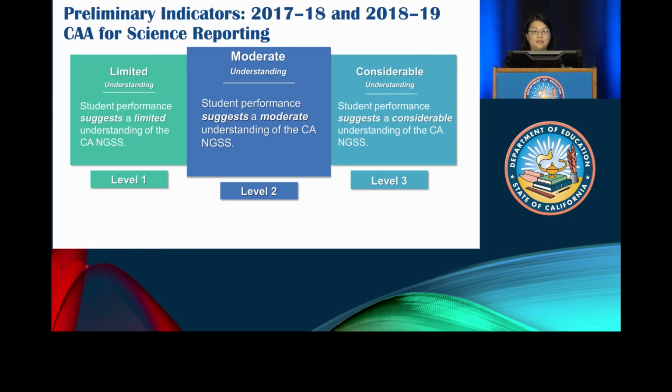So these preliminary indicators should only be used in conjunction with other information when evaluating a student's overall achievement, and they are not precise enough to stand on their own. So they will not be reported on the 2017-18 or 2018-19 student score reports.